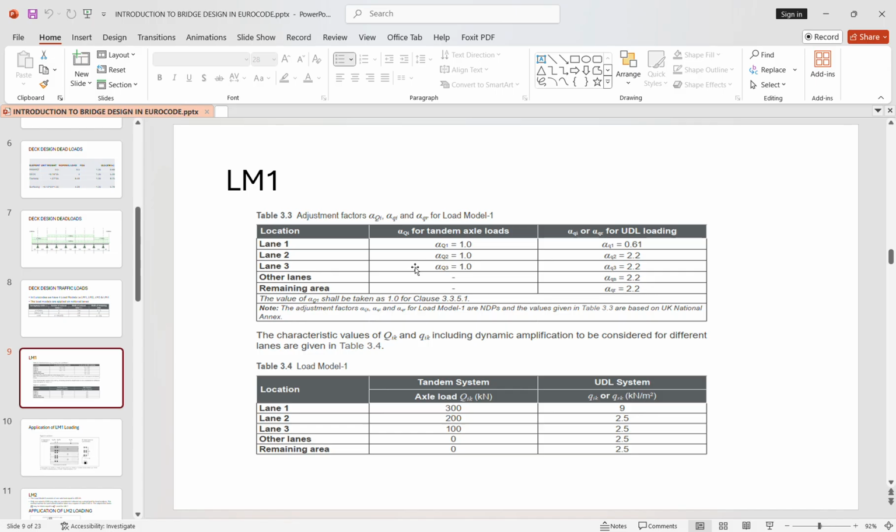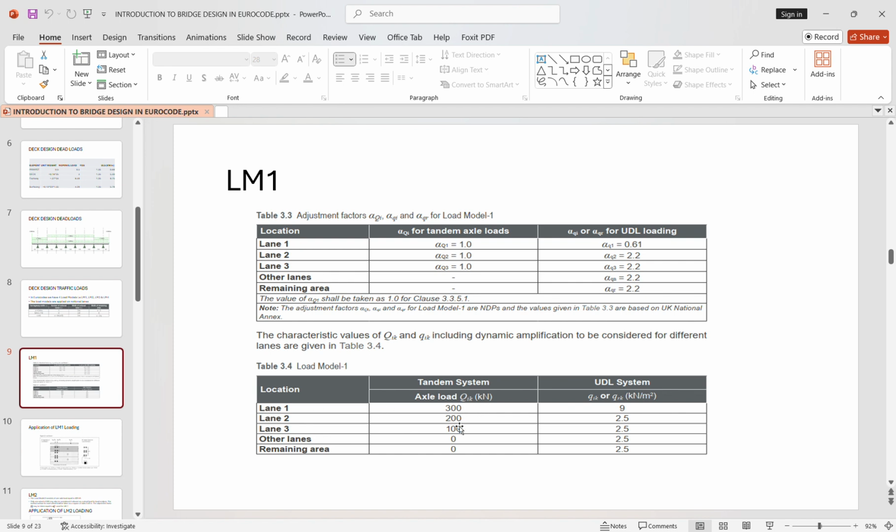So load model 1, these are the adjustment values. This table is taken from the Eurocodes. So we have lane 1, lane 2, lane 3. As you know, we apply our loads on national lanes. These are the national lanes. So these are the factors that we apply on our loads. For lane 1, these are the tandem axial loads. So these are the axial loads that we apply on load model 1.